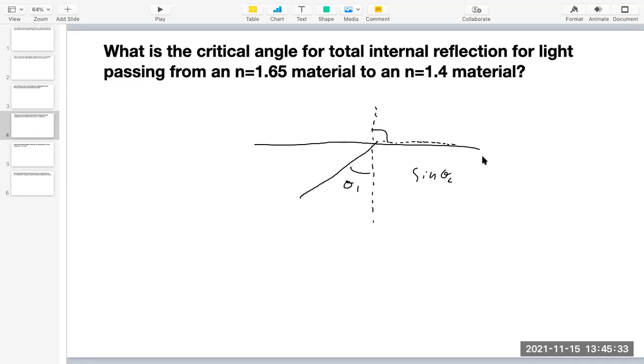Yep, 58 degrees is correct. So the sine of the angle is going to be n2 over n1. So our angle is going to be the inverse sine of 1.4 over 1.65.